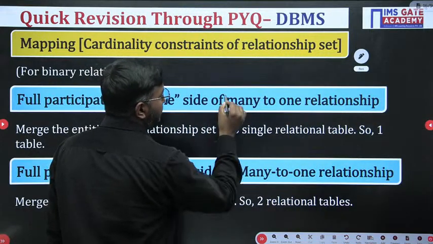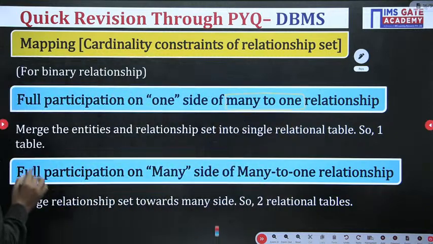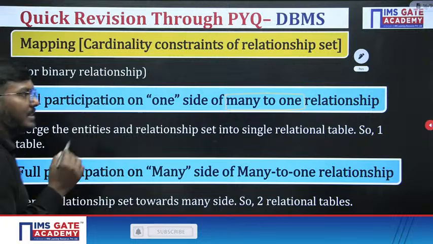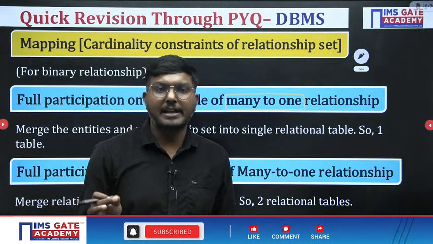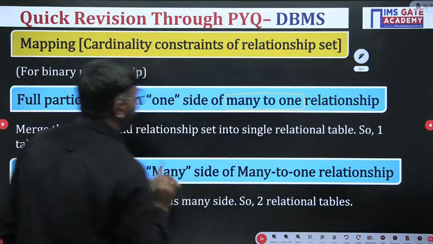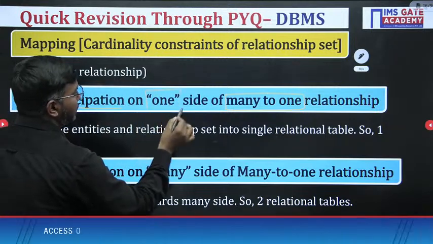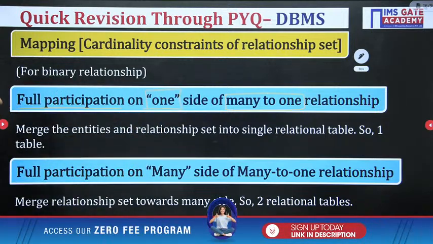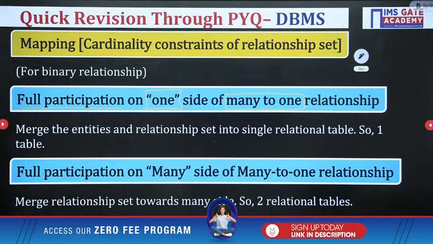This mapping is many to one only. The previous constraint was that both sides had partial participation. Now what will we do here? The mapping is many to one. Now we'll put the full participation on the one side. Okay. Now if we have full participation on the one side, see here, just an example.